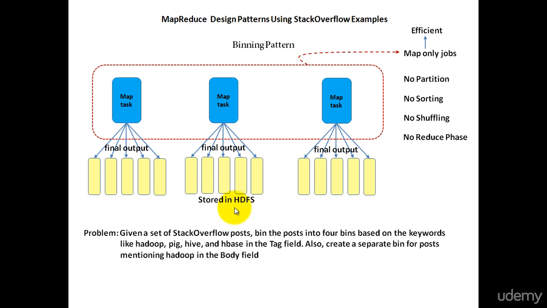Let's take an example to demonstrate binning pattern. The problem given here is, given a set of Stack Overflow posts, bin the posts into 4 bins based on the keywords like Hadoop, Pig, Hive, and HBase in the tag field. Also create a separate bin for the posts mentioning Hadoop in the body field. It means that for each keyword a separate file has to be created.